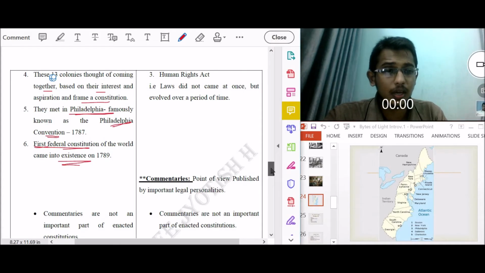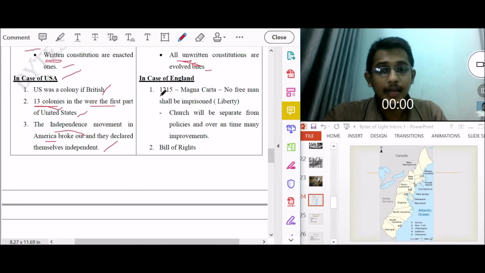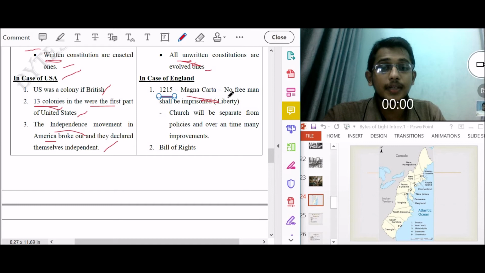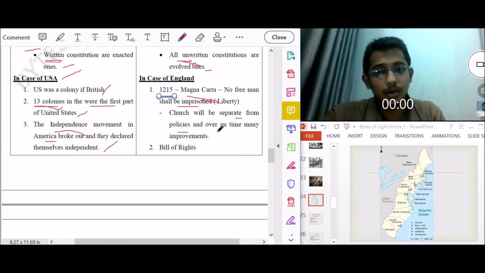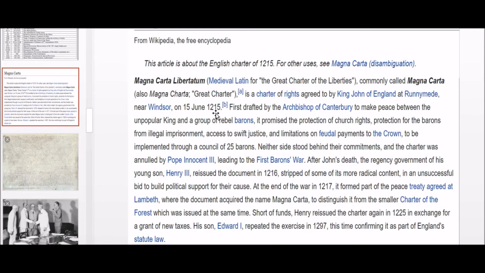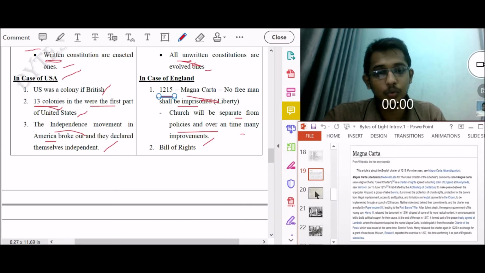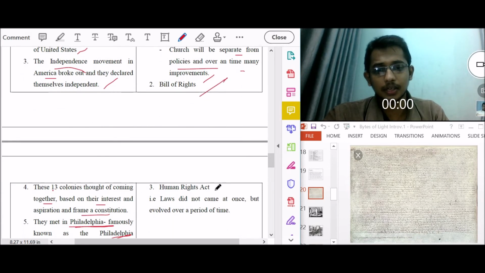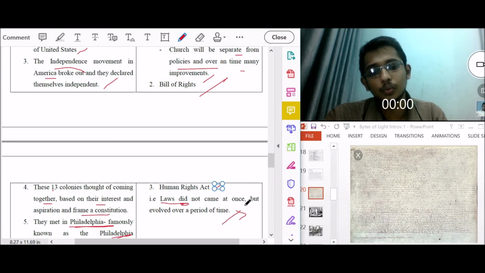Now coming to the case of England. In 1215, Magna Carta was evolved. That is, it said that no free man shall be imprisoned and church will be separate from the policies. And over time, many improvements came. This is Magna Carta. You can read it in detail. And this is how Magna Carta looks. Many improvements came, like the Bill of Rights and the Human Rights Act. These laws did not come at once. They just evolved over a period of time.